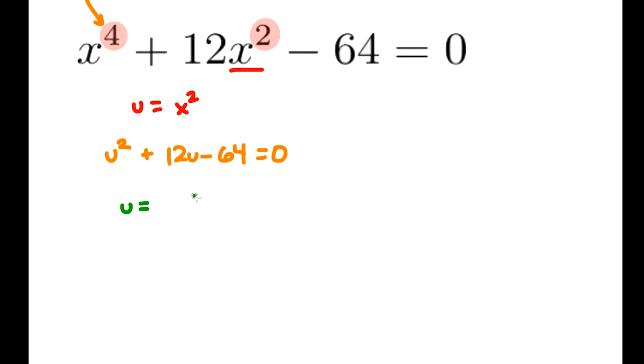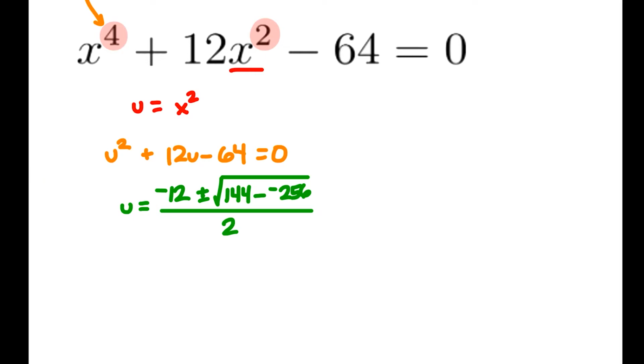So I'm going to say u is equal to negative b, which in this case is 12. So it's negative 12 plus or minus the square root of b squared, which is 144, minus 4ac, which is going to be 4 times 1 times negative 64, which is going to be negative 256. So it's going to be 144 minus negative 256. And this is all under the radical here. And then we're dividing this by 2a, which a is 1. So we're just going to be dividing it by 2.